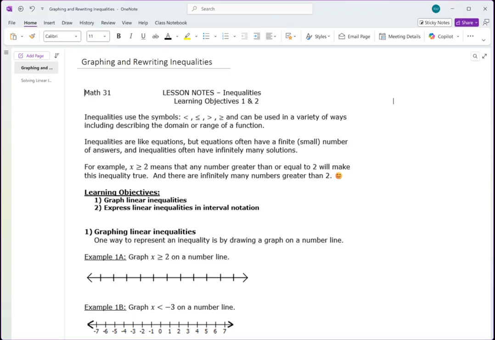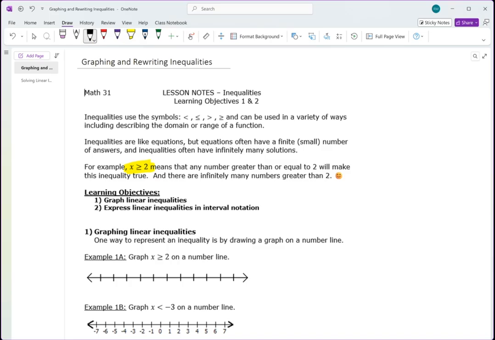The purpose of this video is to talk about graphing and rewriting inequalities, in particular linear inequalities. An inequality is just something that looks like this. We deal with them all the time, and we need to be able to read it. This one says x is greater than or equal to 2. That line underneath means that it could also be equal to.